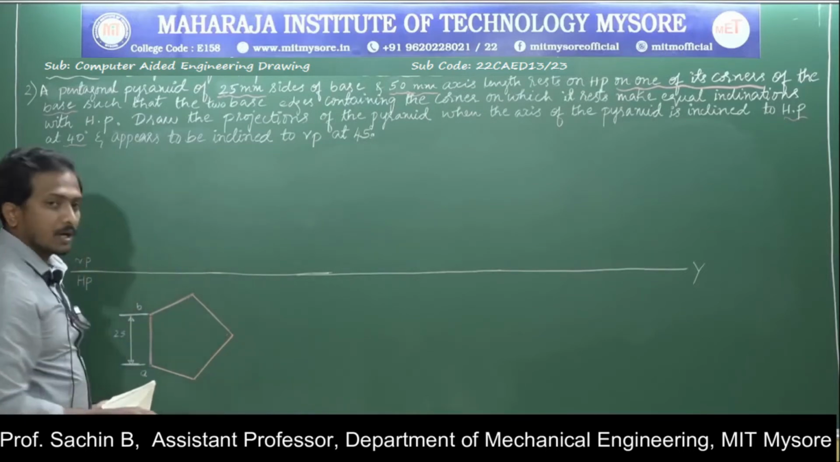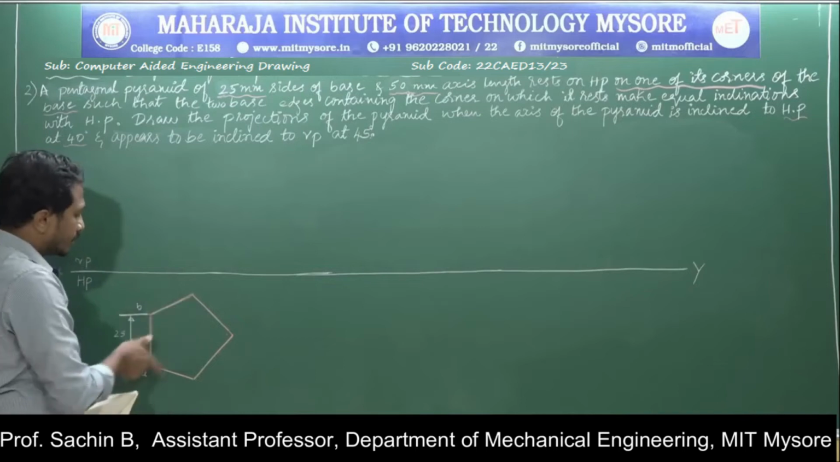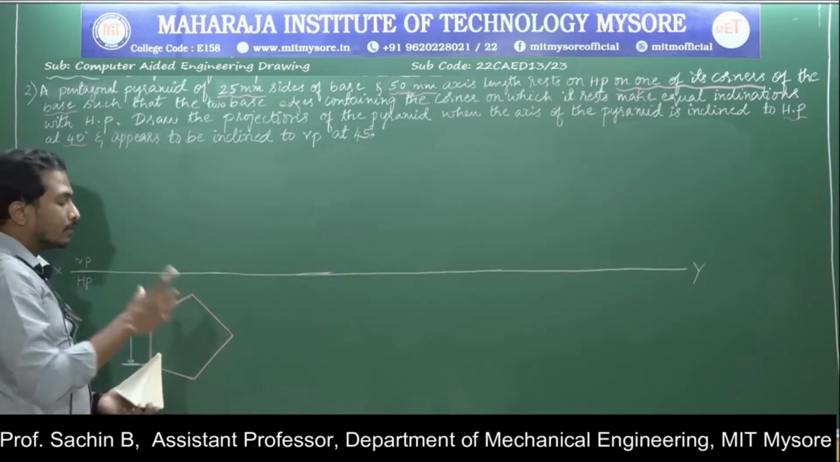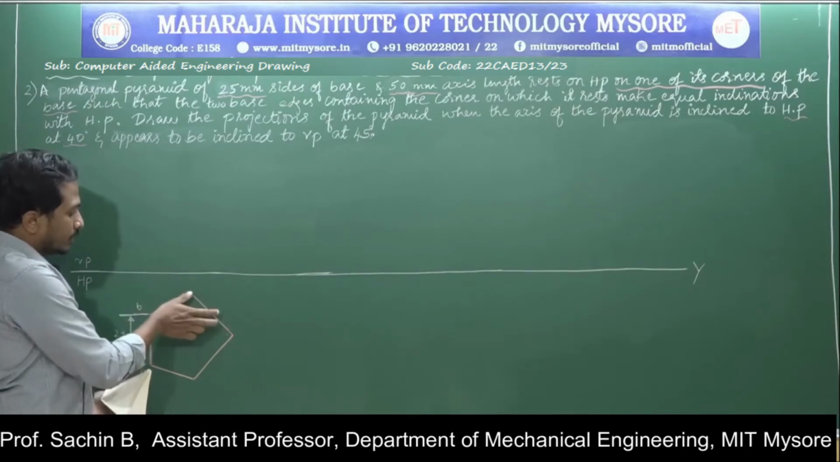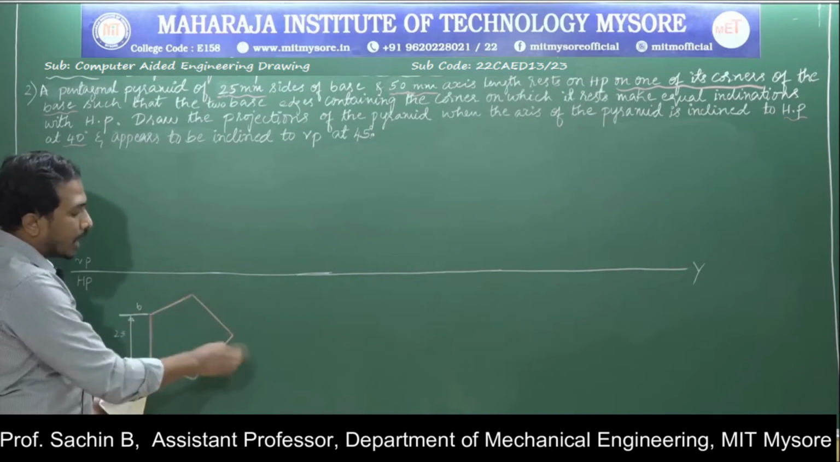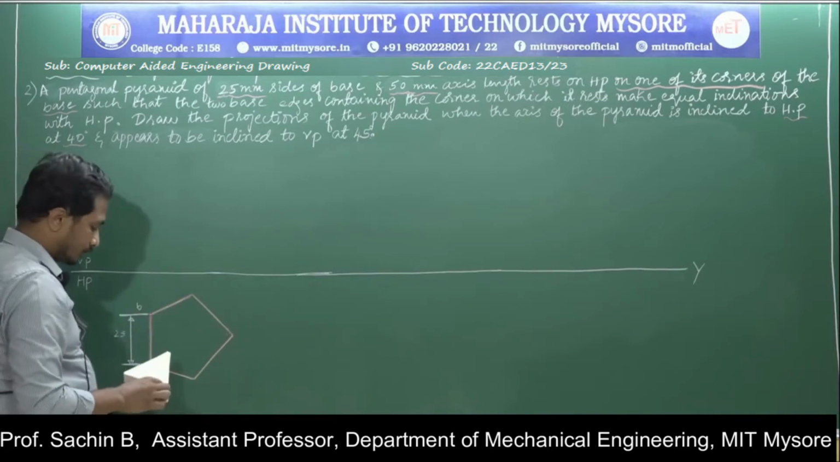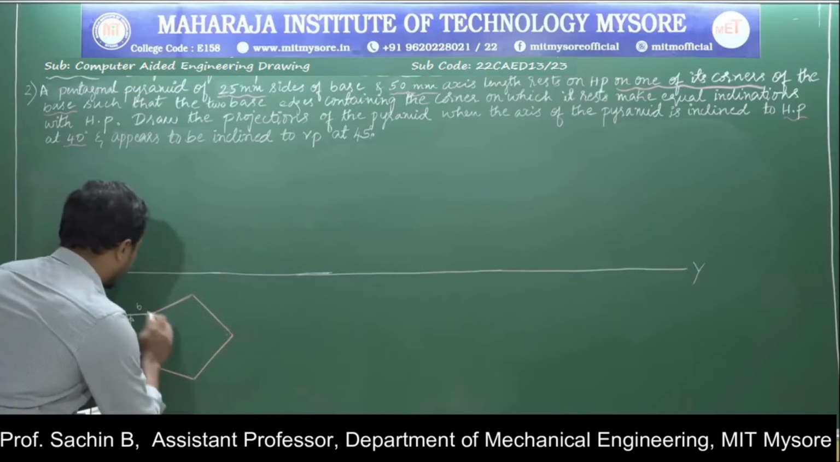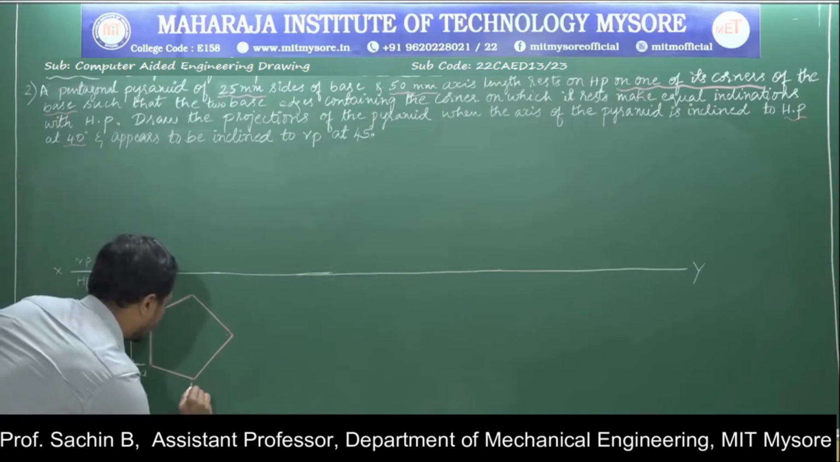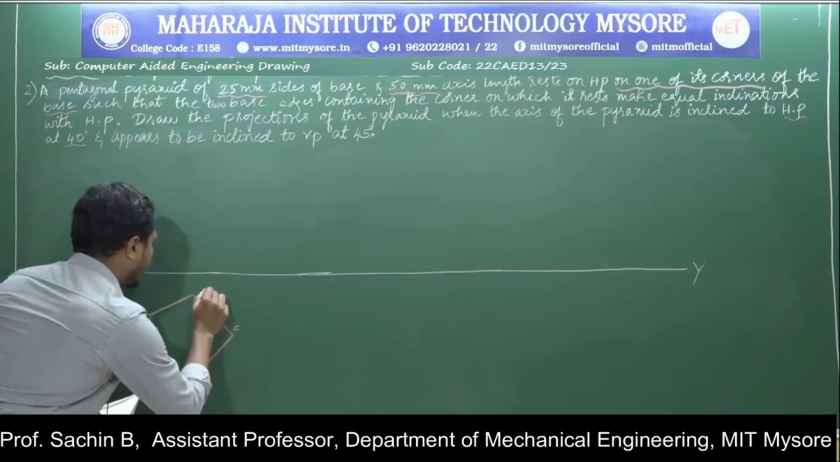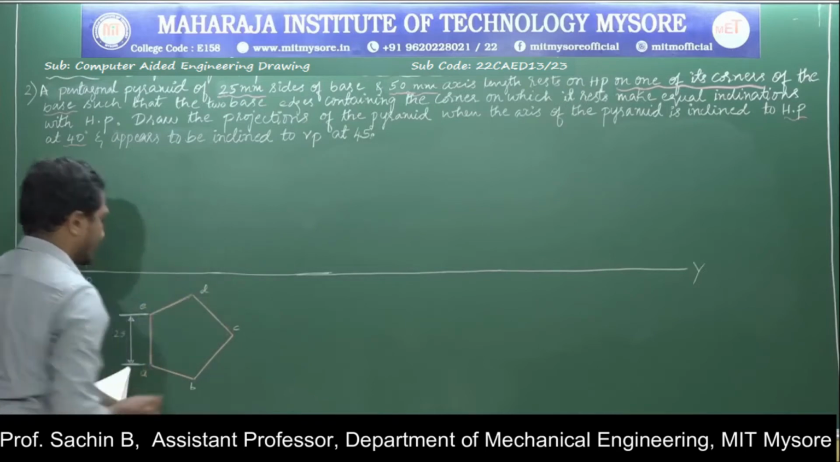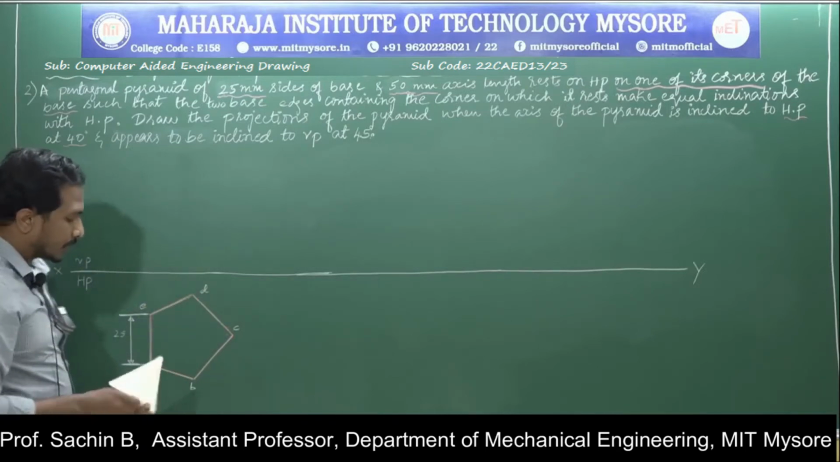We can use the compass by measuring any one of the edges, or with your scale, 25 mm sides. From this corner you can cut the arc, you can solve the problem. Next, this is A, B, C, D and E points. Now this is the pentagonal pyramid.